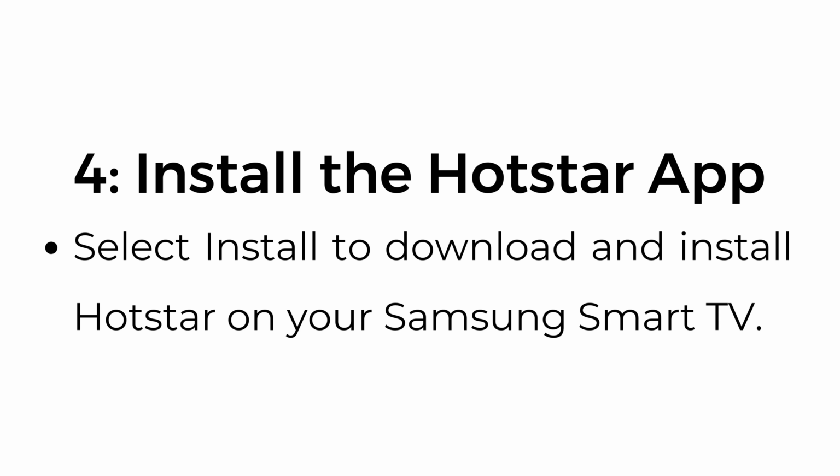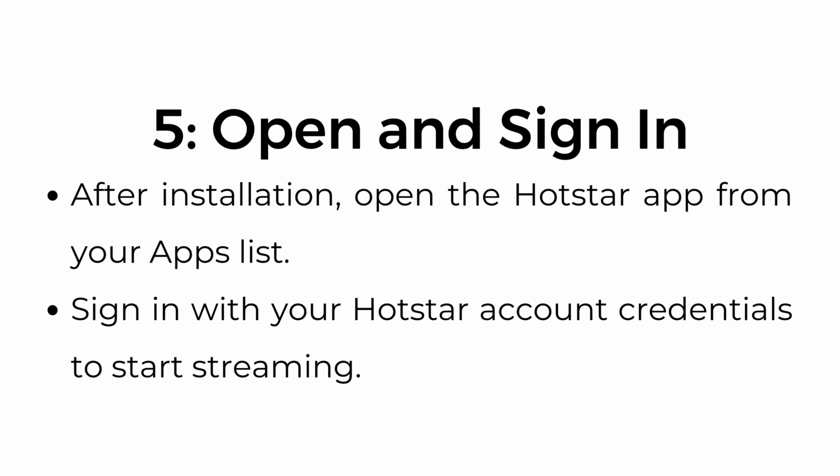Step number 4. Install the Hotstar app. Select Install to download and install Hotstar on your Samsung Smart TV. Step number 5. Open and sign in. After installation, open the Hotstar app from your apps list. Sign in with your Hotstar account credentials to start streaming.